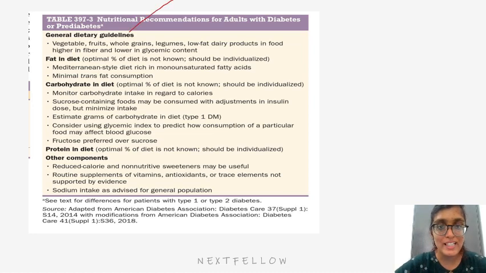There are nutritional recommendations for adults with diabetes or pre-diabetes. Dietary guidelines: vegetables, fruits, whole grains, legumes, low-fat dairy products and foods higher in fiber and lower in glycemic content. Fat in diet, optimal percentage of diet is not known, should be individualized. Mediterranean style diet rich in monounsaturated fatty acids, minimal trans fat consumption. Carbohydrate: monitor carbohydrate intake in regard of calories. Sucrose containing foods may be consumed with adjustments in the insulin dose, but minimize intake.